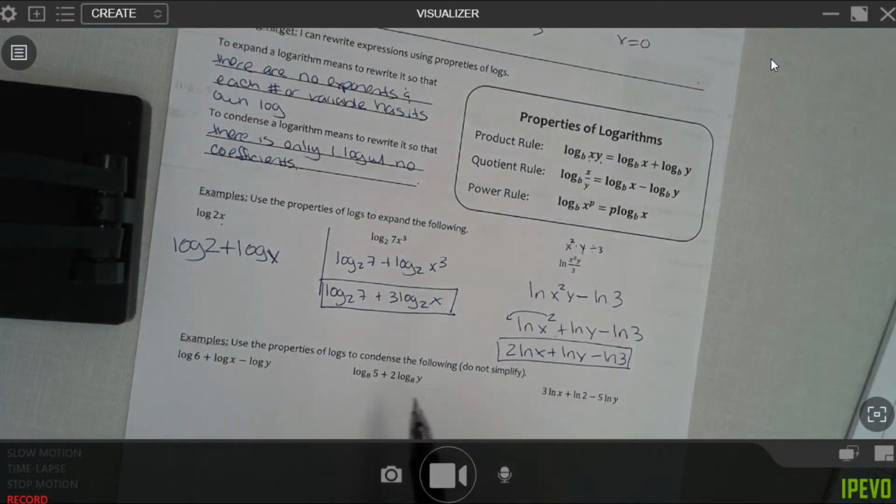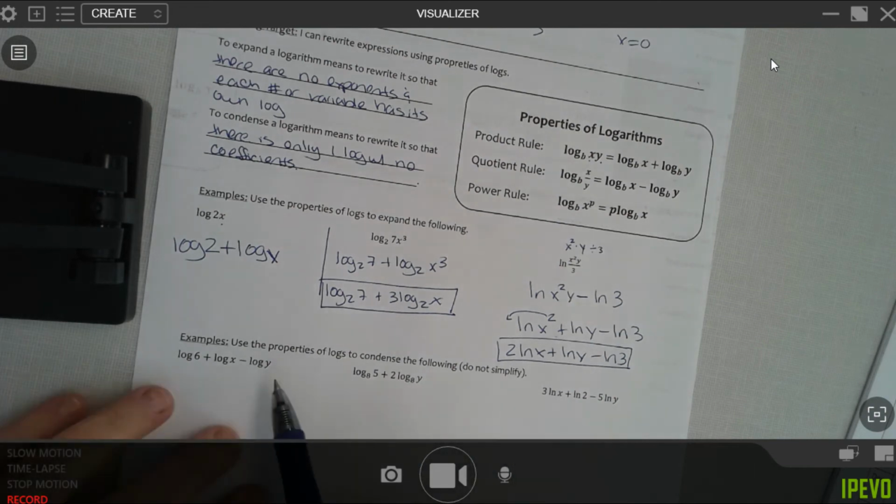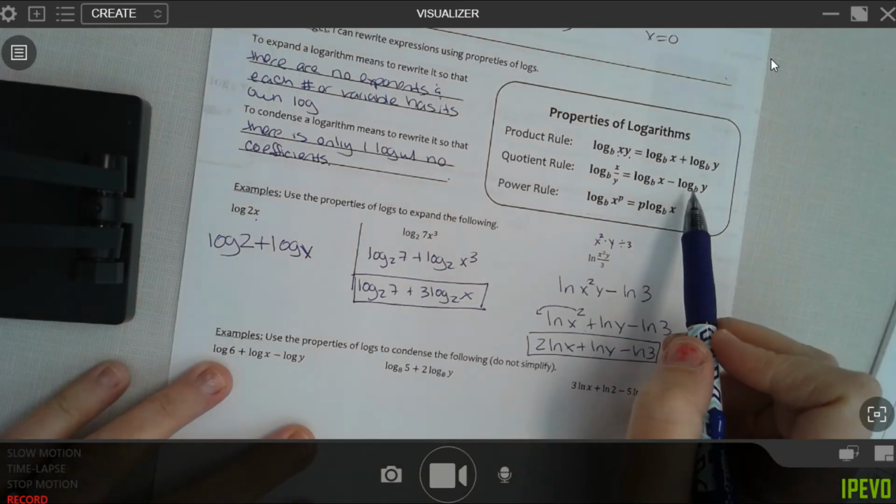So now we're going to try to use these rules and we're going to go backwards, which means that I'm given the right side of the equation.